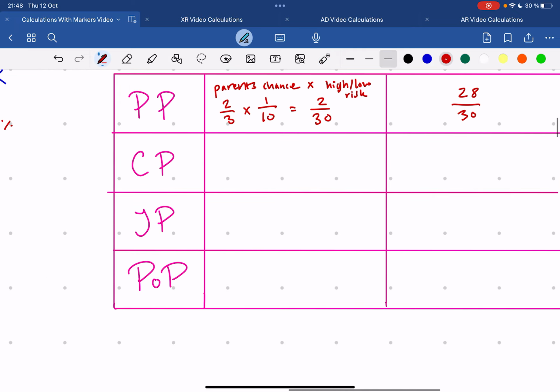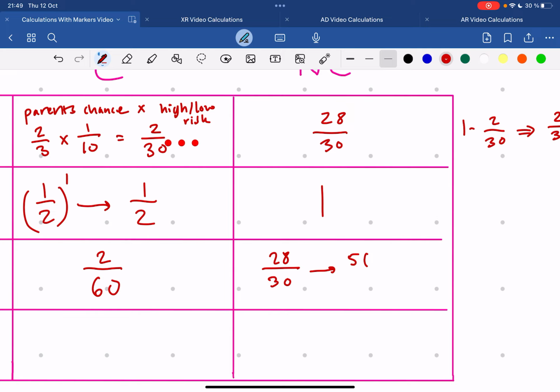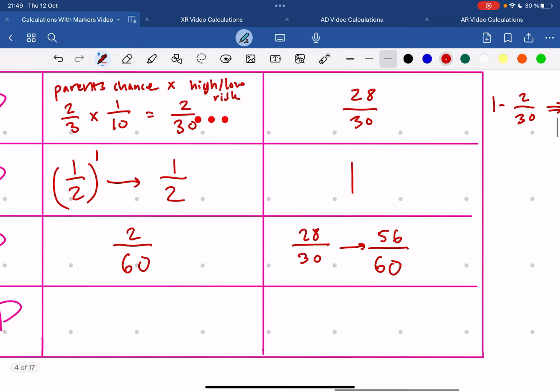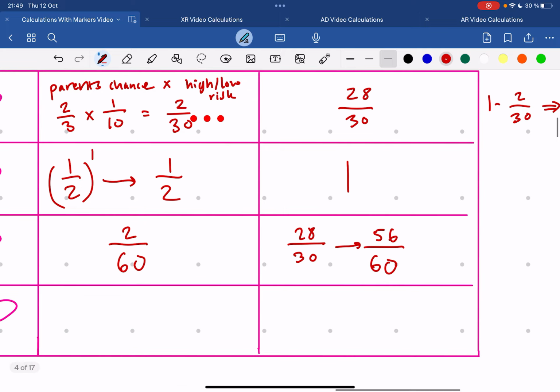28/60, over 30, and we want the denominators to be equalized here, so we can rewrite this as 56/60, and then we just take 2/58. Where did we get the 2? We got it here. Where did we get the 58? It was this plus this. And that would be our posterior probability for this mother right here to be a carrier. So 2/58.